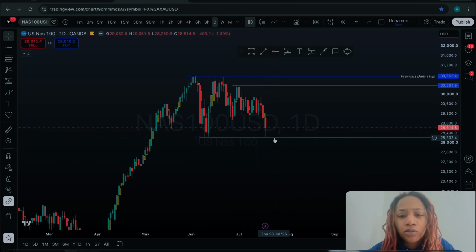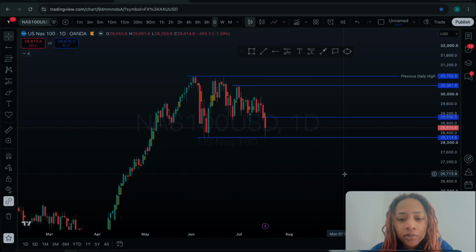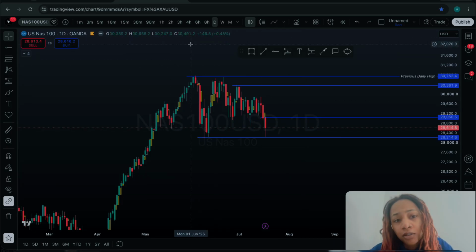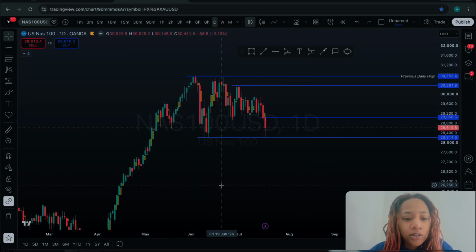28,214 level right here. I think when the market opens, it's going to try to push down. It's going to test that area quite a bit. It looks like there is a fair value gap area right up here. Because it's a higher time frame, I don't anticipate it hitting that fair value gap extremely, like, immediately. At some point, of course it will.